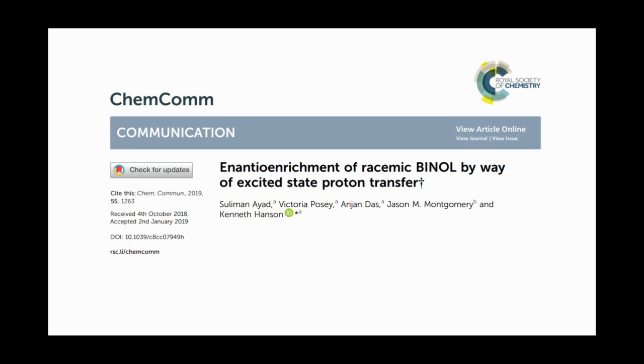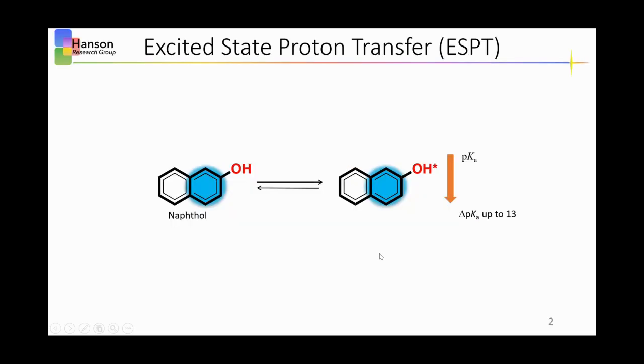ESPT for short. So depicted here we have a naphthol molecule before and after excitation. And so once we excite the naphthol molecule, we have this electron density shift away from our acidic proton, which weakens the bond between the hydrogen and the oxygen there, which makes it much more acidic. pKa drops of up to 13 units have been observed for excited state proton transfer systems. Once this proton is now more acidic, it's much easier for a base to come along and abstract that proton.